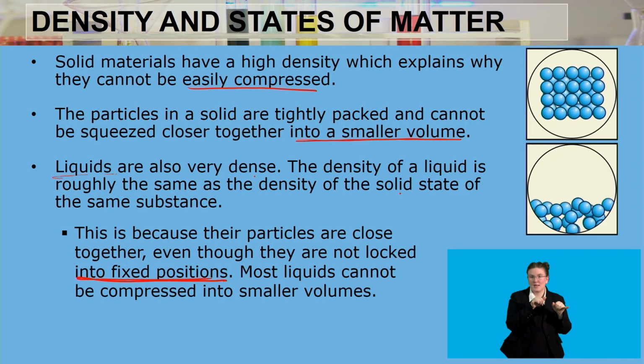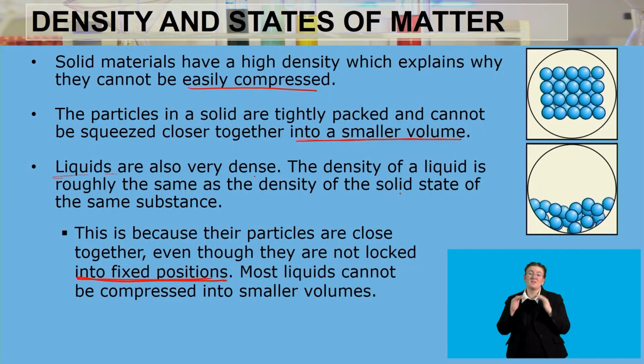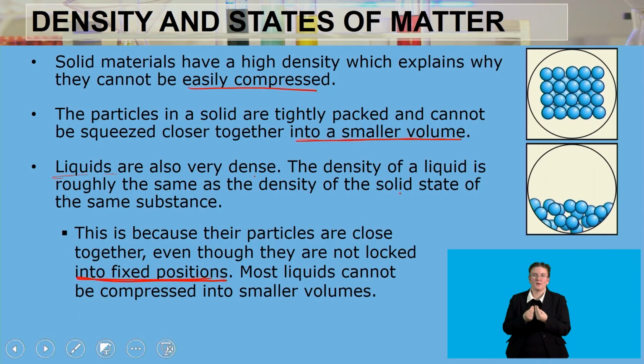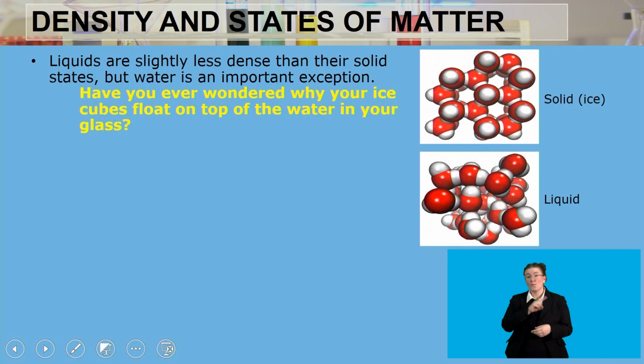The particles of a liquid are close together even though they are not locked into a fixed position. They are able to move around chaotically within that particular container. So most liquids cannot be compressed into smaller volumes, mainly because of the spaces between the particles. Now, liquids are slightly less dense than their solid states, but water is an important exception. However, when looking at water, that is an important exception.